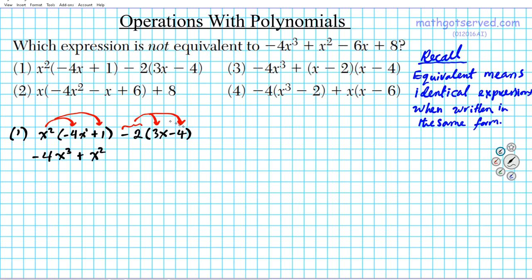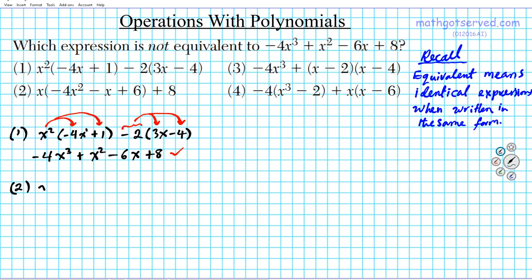Now the second group, negative 2 times 3x is going to be negative 6x, and negative 2 times negative 4 is plus 8. What we're going to do is compare this resulting polynomial expression with the original polynomial expression and see if they're the same. So negative 4x to the third plus x squared minus 6x plus 8, they're identical, so they are equivalent. Check.